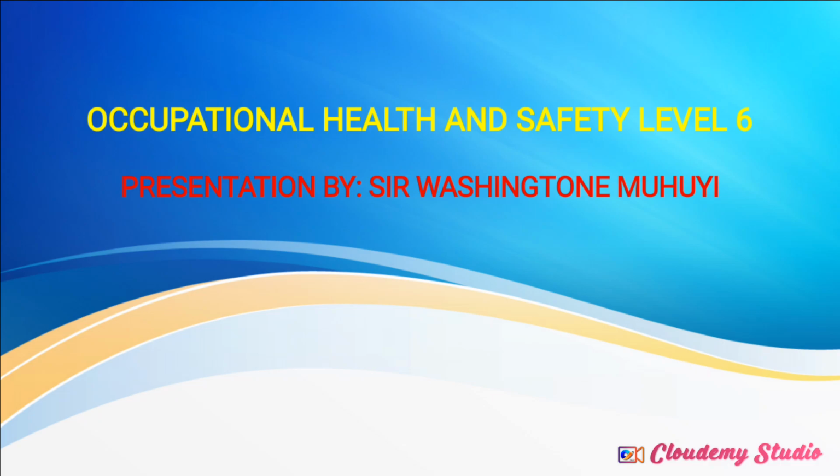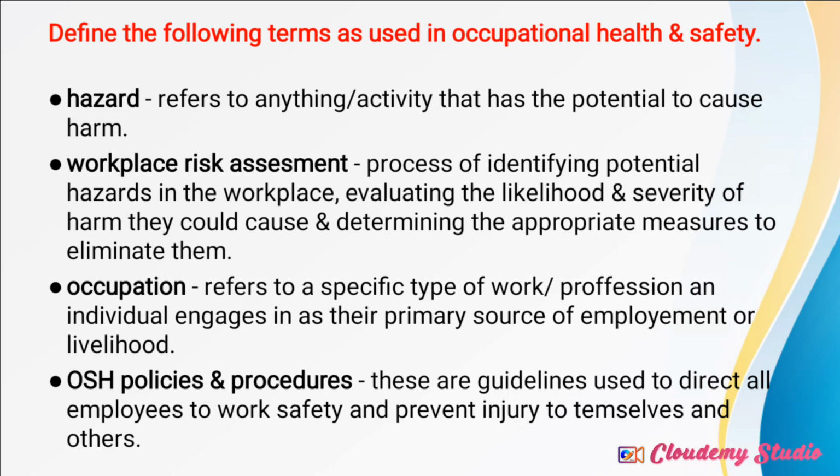So if you start with the first question, it was a recall question. Define the following terms as used in occupational health and safety. Number one was hazard, workplace risk assessment, occupation, OSH policies and procedures. The first definition comes from the first topic when you're introduced to occupational health and safety.